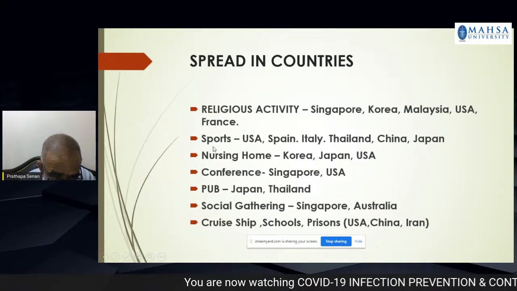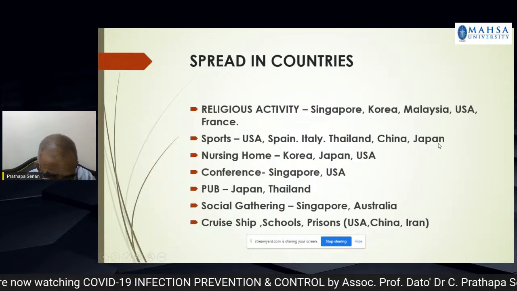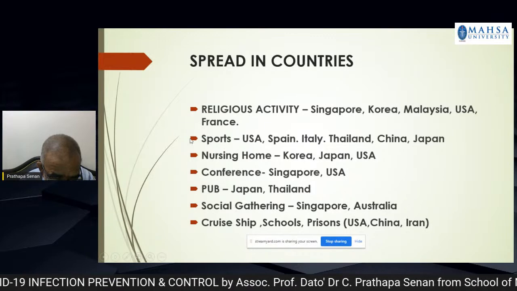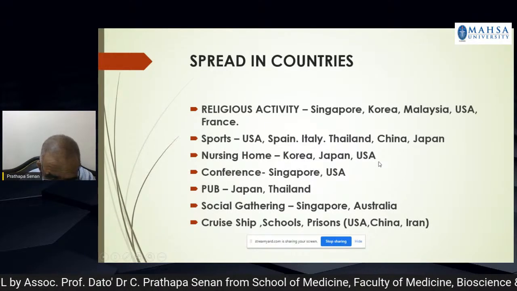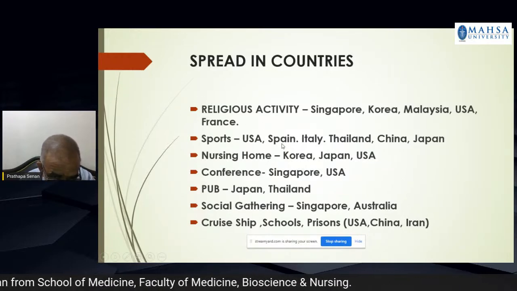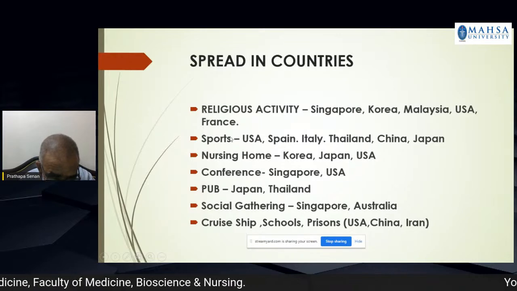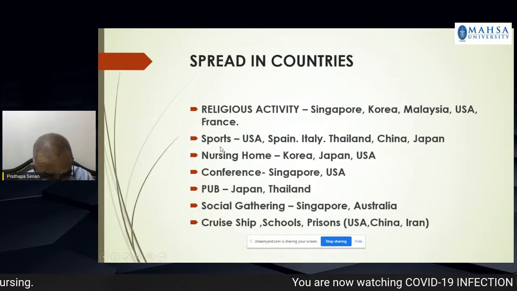Okay, now sports activities in the US, Spain, Italy, Thailand, China and Japan, where there are clusters. Nursing homes, because they are staying in the same place, in a crowded area with no movement, so they spread it among themselves. Now in Malaysia, we are also having clusters in prisons.